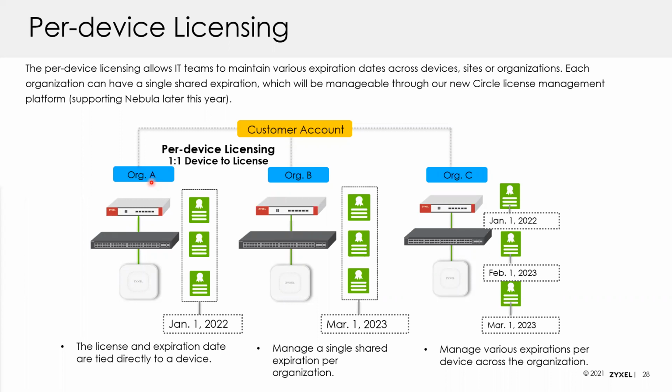So if you have a customer which has some sites they want to have Pro Pack and some sites they don't want to have Pro Pack, you would split that up into 2 organizations. So those sites that need to have Pro Pack would be in one organization. Those sites which are fine with the free version of Nebula would be in a different organization from a management side of things.